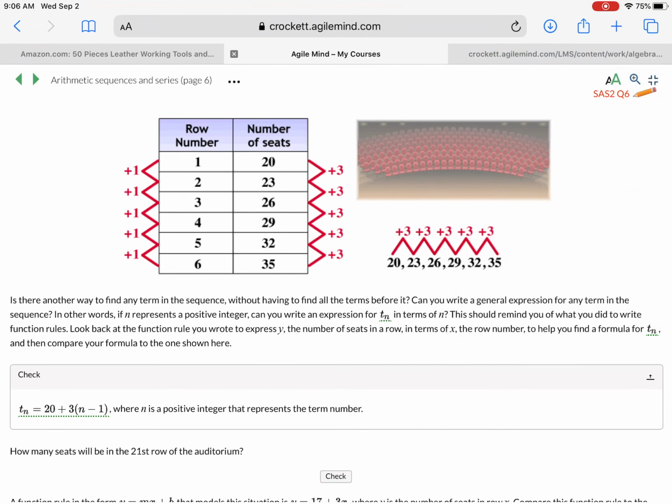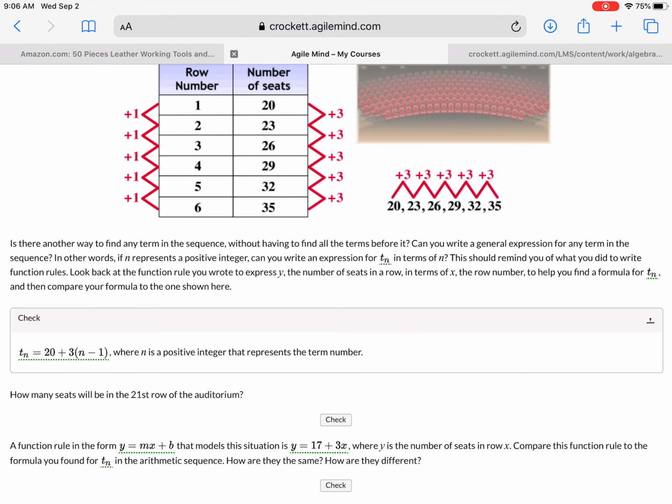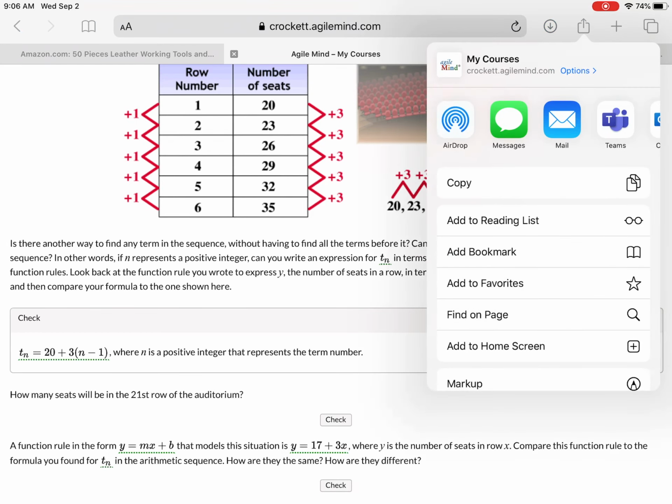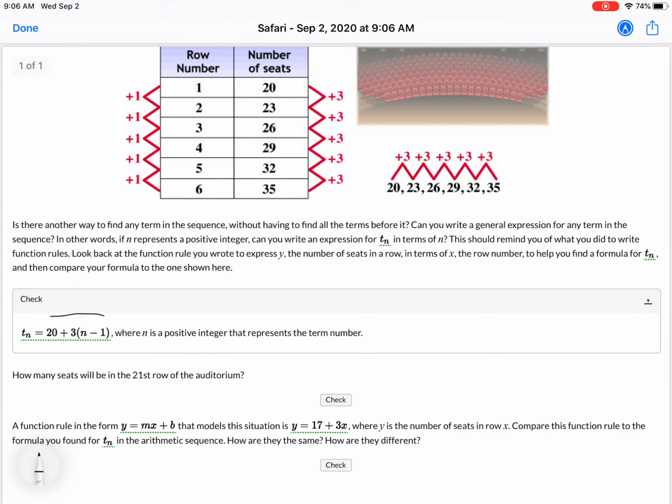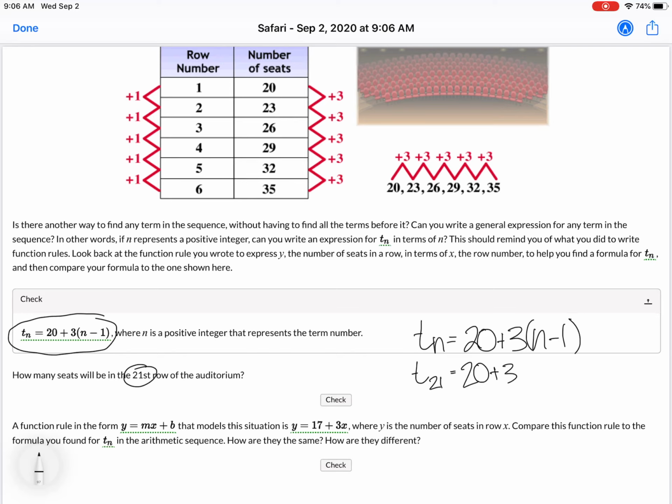On the second part of number 6, it says how many seats will be in the 21st row of the auditorium. So I'm going to use this equation again to find the 21st term, okay? So on the bottom part of number 6, I want you to write Tn equals 20 plus 3 times n minus 1. Now in this case, we're looking for the 21st term. So every time you see an n, you're plugging in a 21, okay?